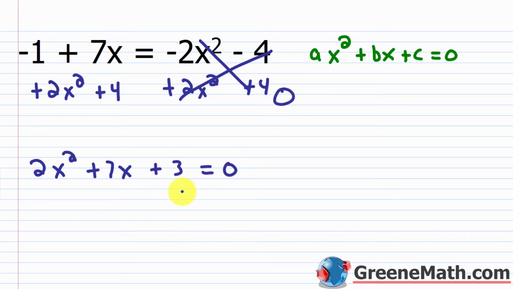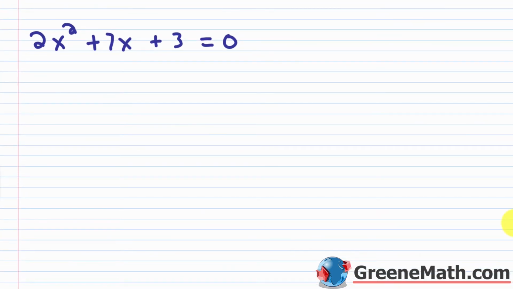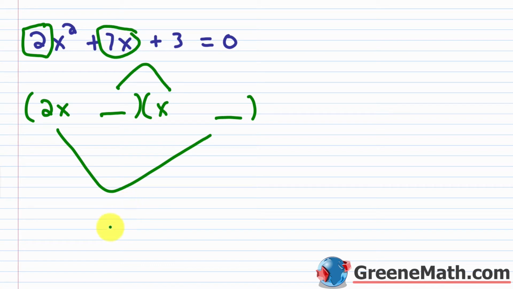So now that I have it in standard form, I can go ahead and factor the left-hand side. And this guy, again, is pretty easy to factor because this part right here is a prime number. So I'll go ahead and set this up. We'll have our 2x and our x. So now I just need to work out this and this, right? Again, we want this times this plus this times this to give me this middle term, this 7x. So what are the factors of 3? Well, it's only 1 and 3, so it's not very hard here.